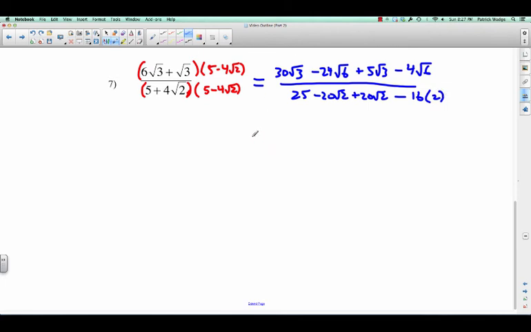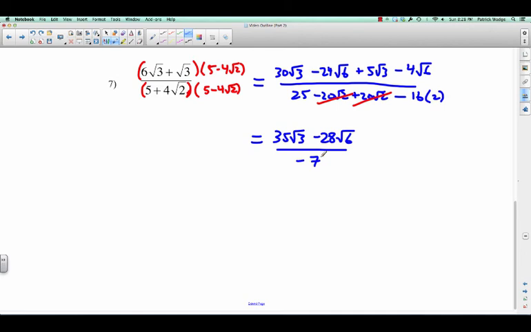Okay, on the top, is there anything you can combine? Well, we have 30 root 3 and 5 root 3, so that equals 35 root 3. And I have negative 24 root 6, and take away another 4 root 6, so that's negative 28 root 6. On the bottom, it happens again, negative 20 root 2 plus 20 root 2, so those are gone. And I have 25 take away 16 times 2 is 32. So 25 take away 32 is negative 7. Okay, good job. If you get to here, you're doing great.